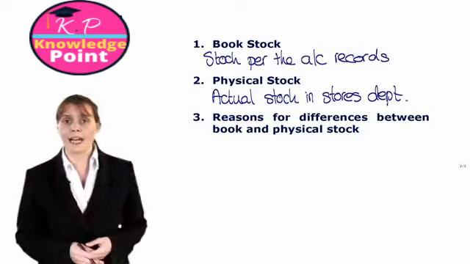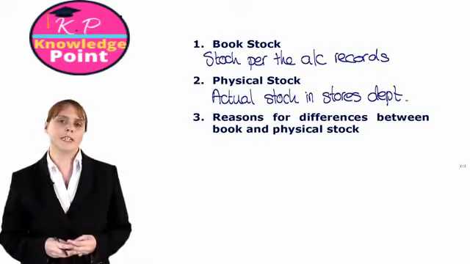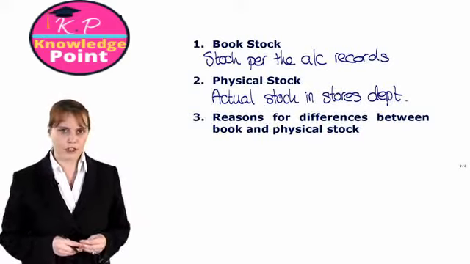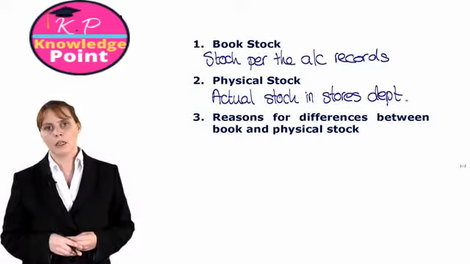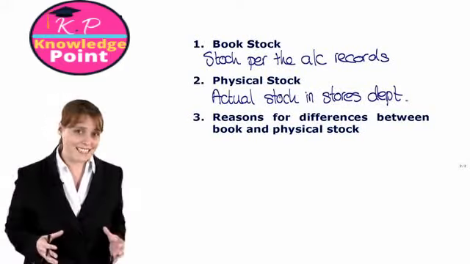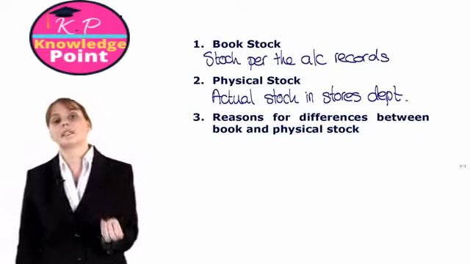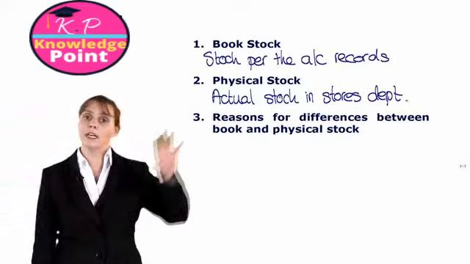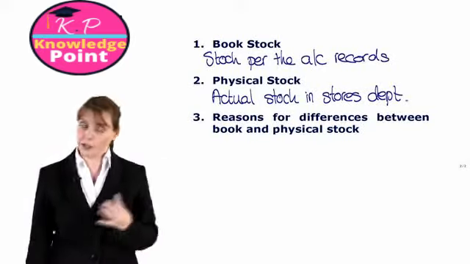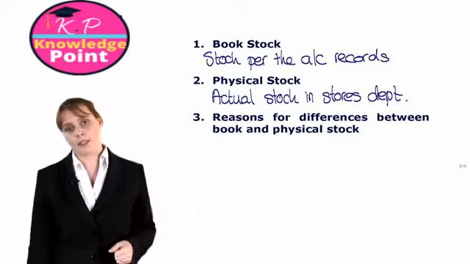If we update our accounting records every time there's a movement in stock, why do we need to have different pieces of terminology for book stock and physical stock? Well, theoretically, these two will always be the same. So if our accounting system says there are 1,000 units of material in the warehouse, then there should be 1,000 units of material in the warehouse.